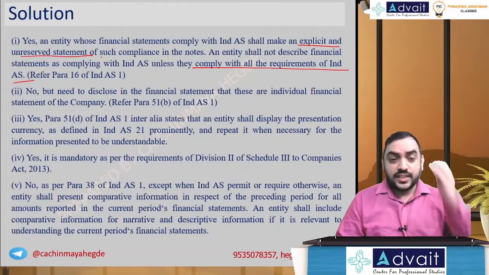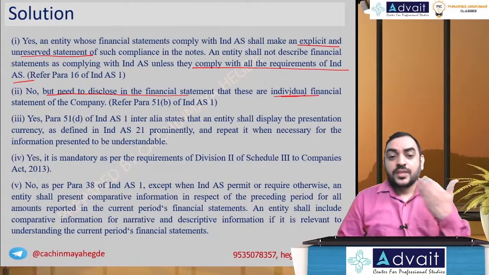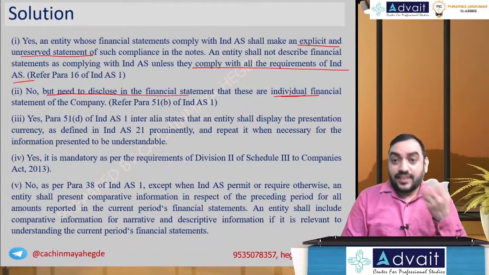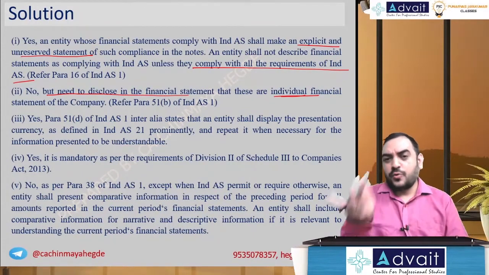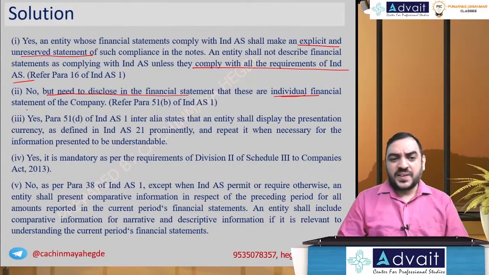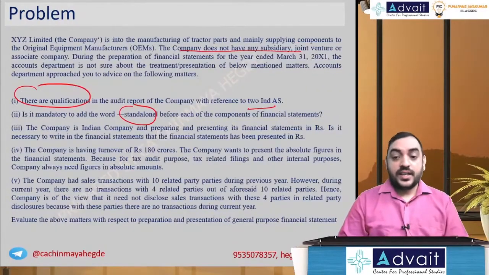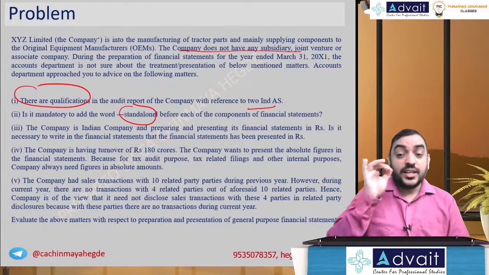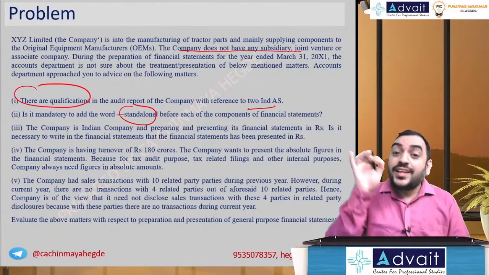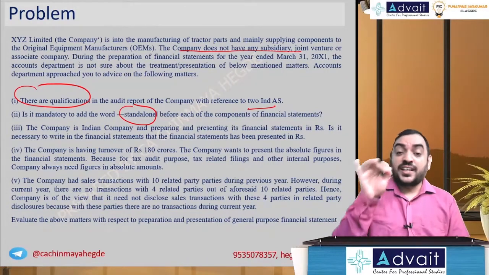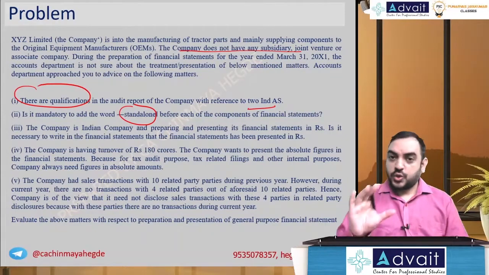That's what the standard says, but you need to disclose the financial statements as individual, meaning whenever you address this, you will address it as individual financial statements. You have only one set. But even if you don't write this point, it's fine. But the word standalone will not be added. It is only added by a company which has a joint venture, subsidiary, associate, to distinguish the financial statements from the consolidated with the standalone. Hope you got the point.